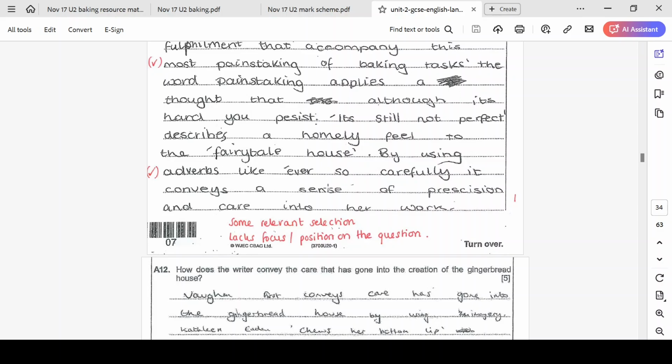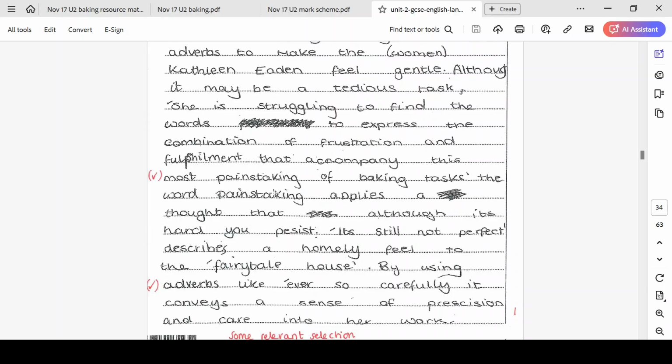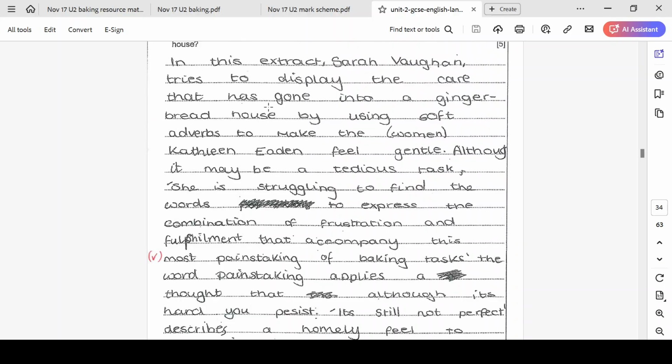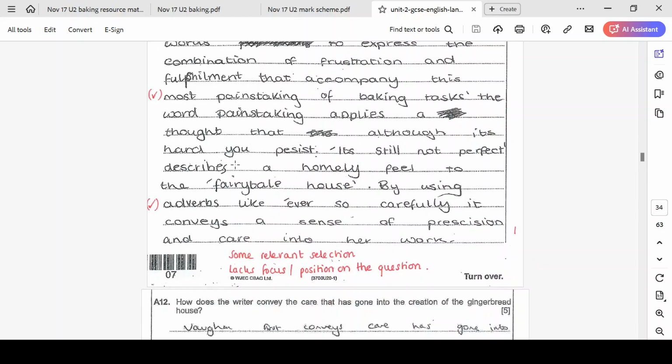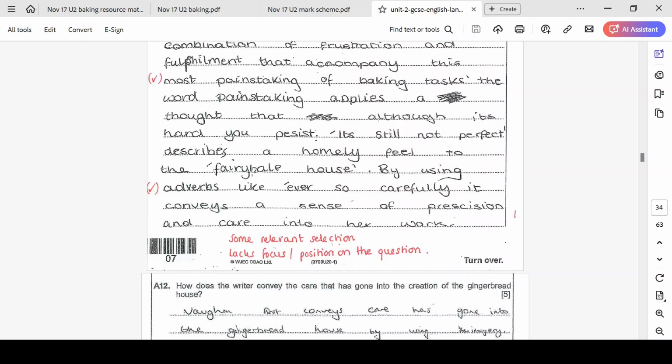So that's okay. Unfortunately, although there's some relevant selection, it lacks a focus on the question. So really, there's only a couple of places where it does the whole job. That was a good idea, but no evidence. That was just really quite long-winded. This was the bit that earns it 1 mark. It needed to do this 3 or 4 or 5 times.